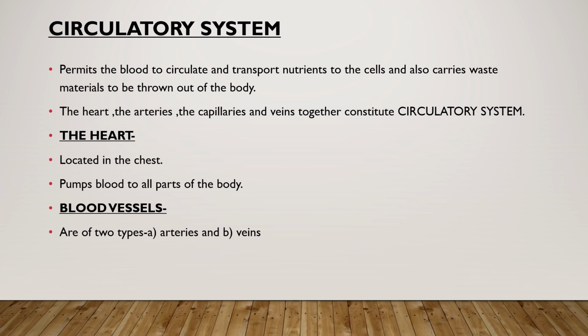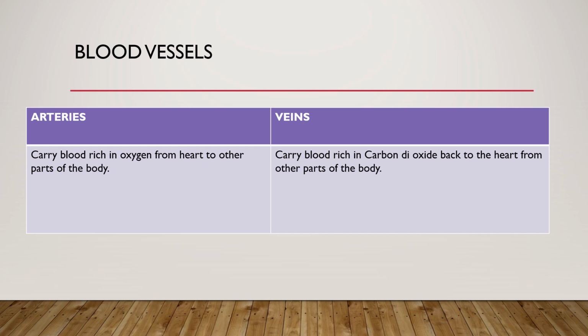Now what is heart? Heart is located in chest and it has the function of pumping blood to various parts of the body. There are two types of blood vessels, arteries and veins. Now what are arteries? Arteries carry the blood which is rich in oxygen, and that blood needs to be transported to the various parts of the body. Then after that oxygen is being utilized by the various body parts, then carbon dioxide is generated and the veins carry that carbon dioxide from those body parts back to the heart.